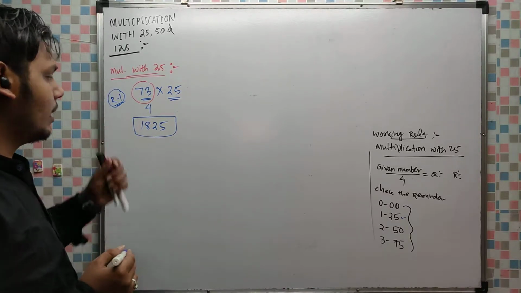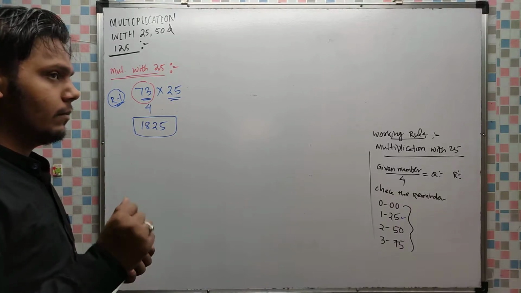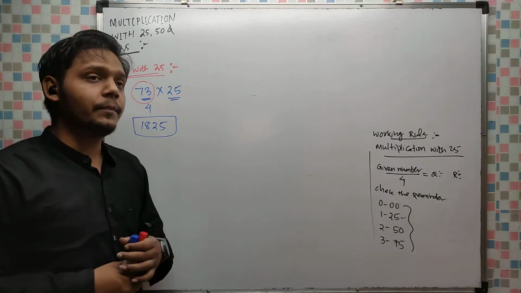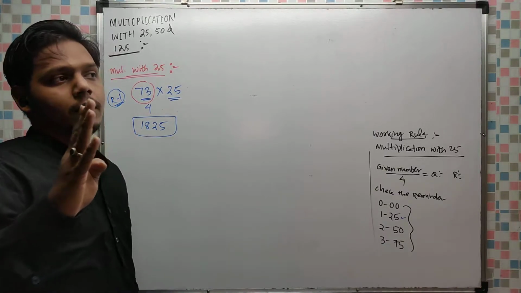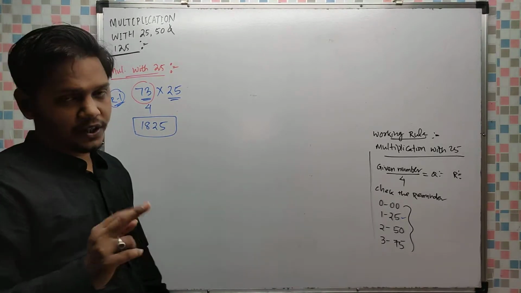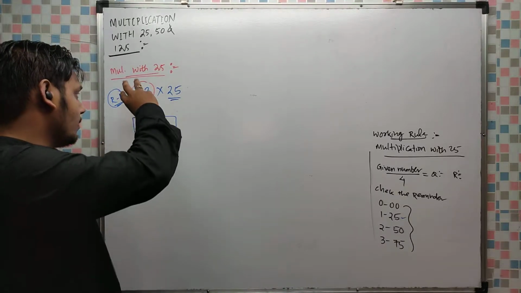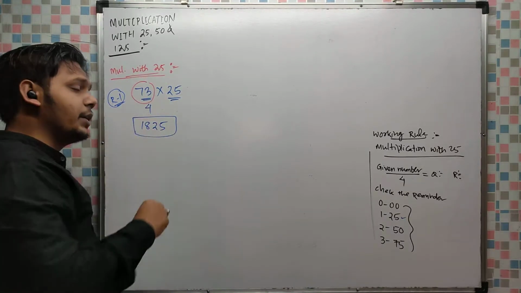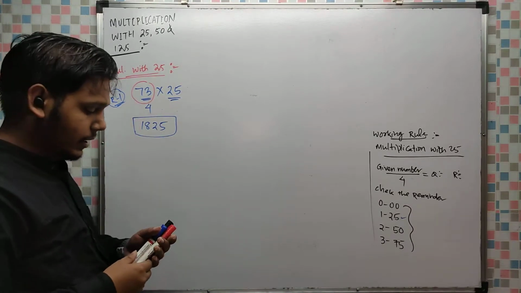Now how am I doing this? One basic thing is that 25 into 4 gives 100. If you multiply 25 by 4 then you will get 100. So we are splitting these numbers into several hundreds. How many 100s can come within 73?